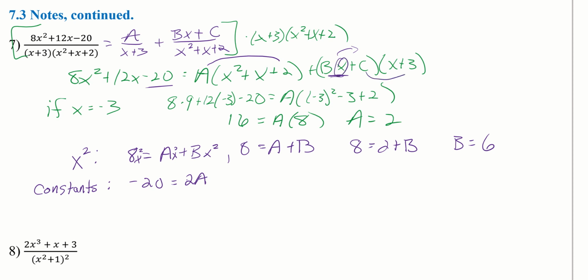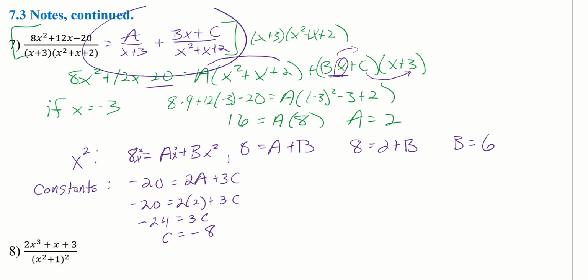So the only constant here would be the c times 3. So 3c. Now I know what a is, right? So a is equal to 2. So I have negative 20 is equal to 2 times 2 plus 3c. So if I move this over, negative 24 is equal to 3c. So c is equal to negative 8. Cool. So now I have the a, b, and c.